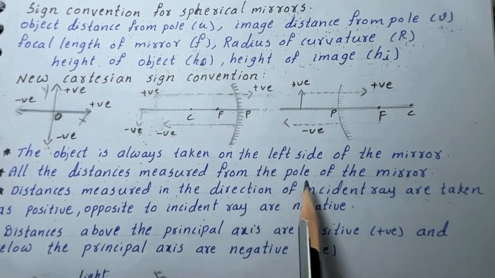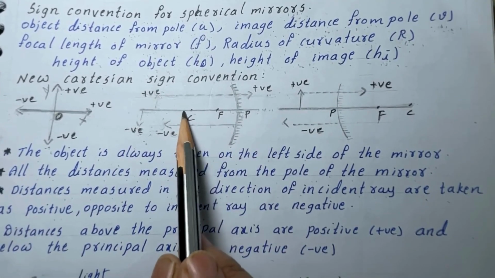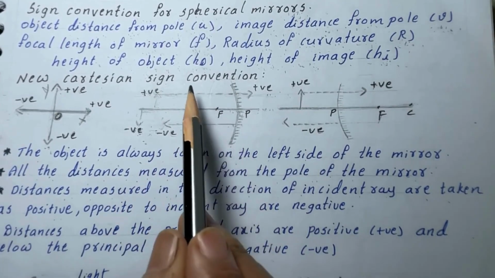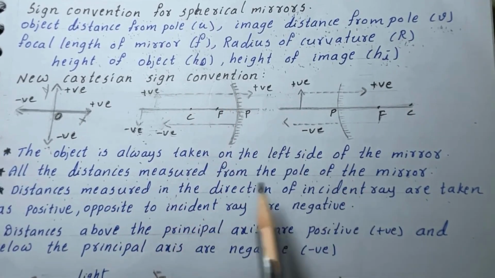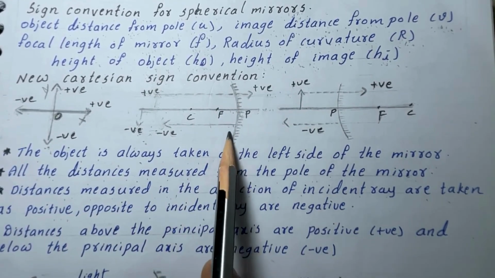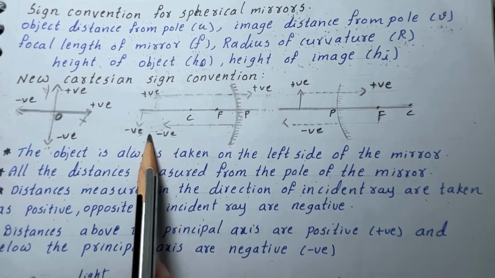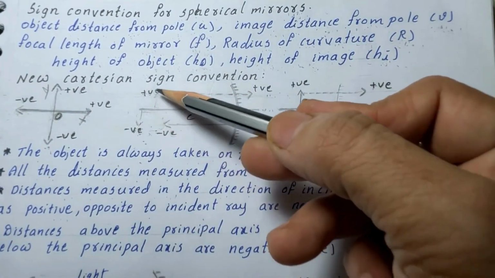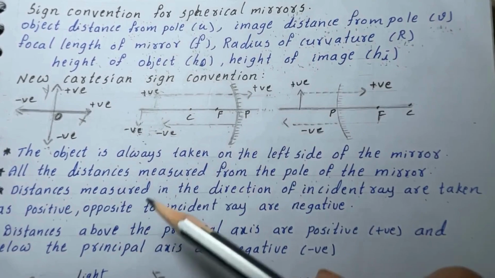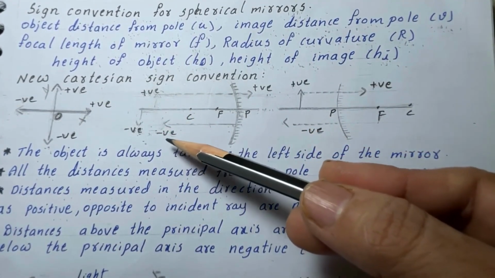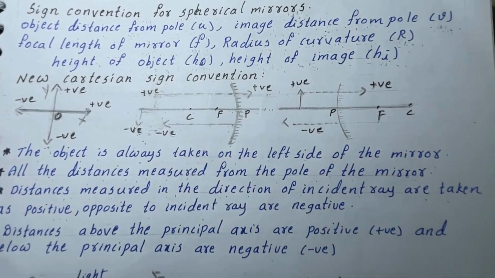All the distances are measured from the pole of the mirror. Distances measured in the direction of the incident ray are taken as positive. Opposite to the incident ray are taken as negative. Distances above the principal axis are positive and below the principal axis are negative.